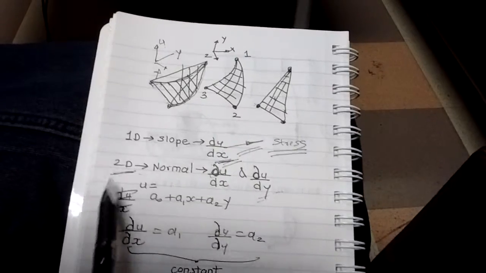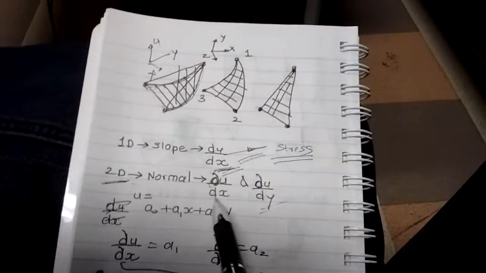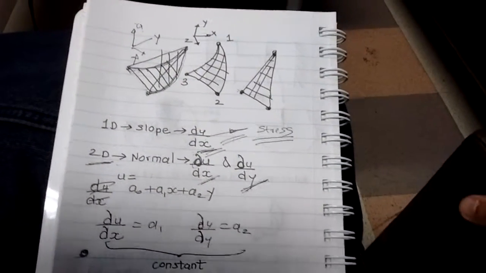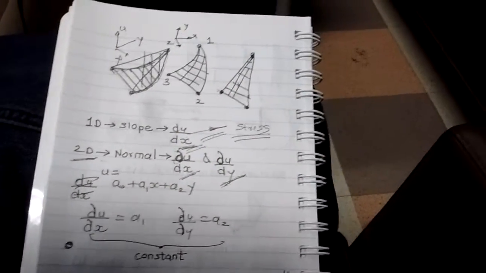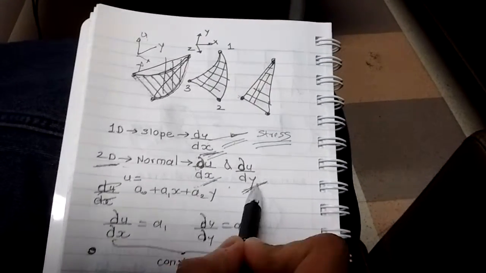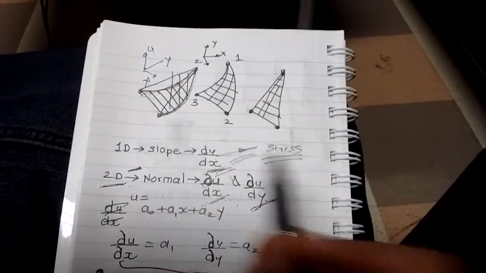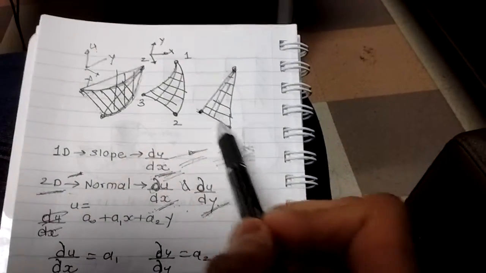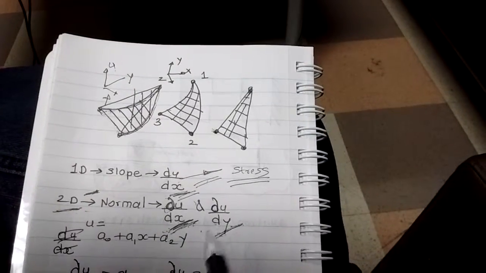In 2D, there's some complex derivation from which you can obtain that ∂u/∂x and ∂u/∂y, the slope in x direction when y equals constant and the slope in y direction when x equals constant, are proportional to the stress induced in the 2D element in linear interpolation. So in a triangle, at any point, the slope would be directly proportional to du by dx and du by dy, and a product between them.